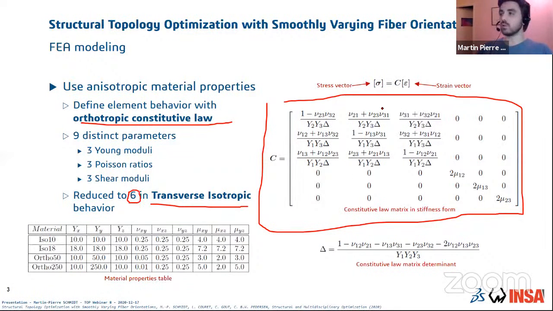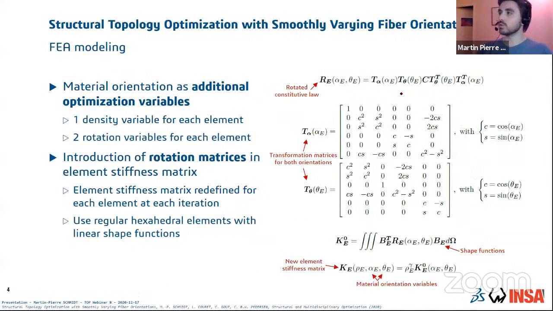Then because we want to do optimization on those orientations, we also need to define the variables. For that, what we have is the constitutive law C, and we will introduce 2 transformation matrices, T alpha and T theta, which act as rotations on the constitutive law. From there, we can define the stiffness matrix for each element as a function of the density, as usual in topology optimization, penalized by a factor, and also as a function of the 2 parameters alpha and theta for each element.